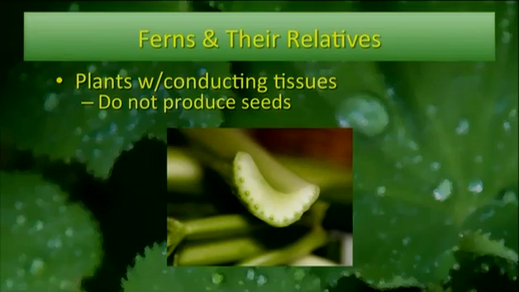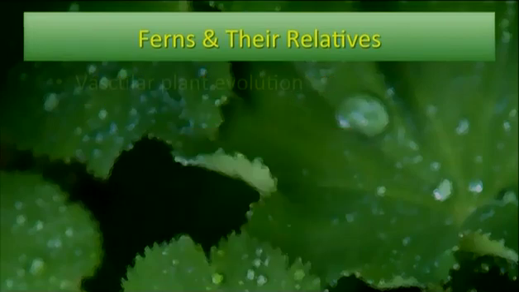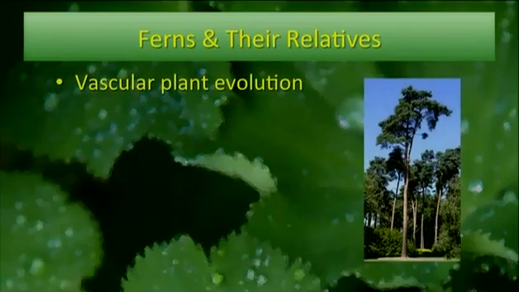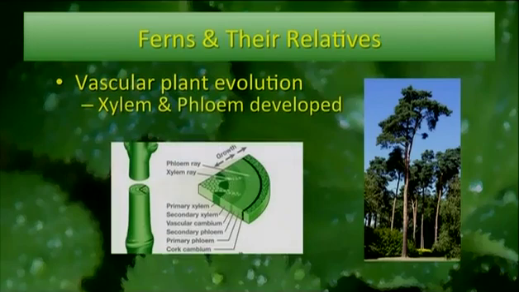Now, in terms of the evolution of vascular plants, here's a bunch of tall trees. In vascular plant evolution, xylem and phloem develop. Xylem moves water in an upwards direction, and phloem moves sugar or food in any direction from where it's made or stored to where it's either stored or used, from a source to a sink.